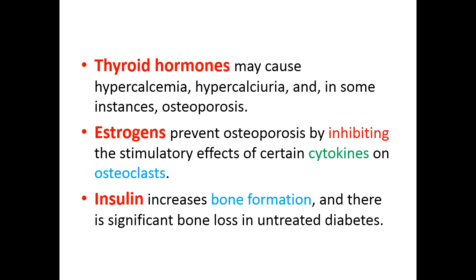Another hormone that affects calcium homeostasis is insulin. Insulin, like growth hormone, will increase bone formation, and there is significant bone loss in untreated diabetes because insulin is responsible, in one way or another, for bone formation.